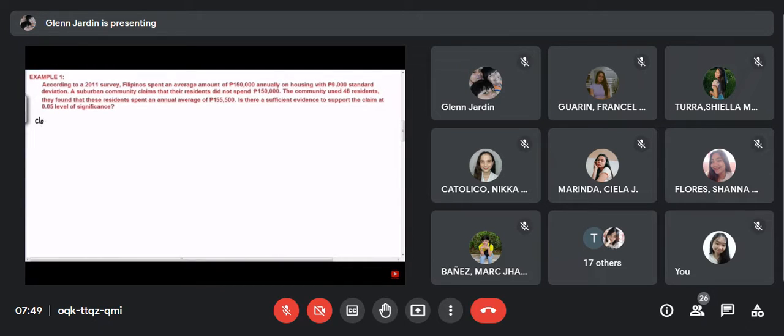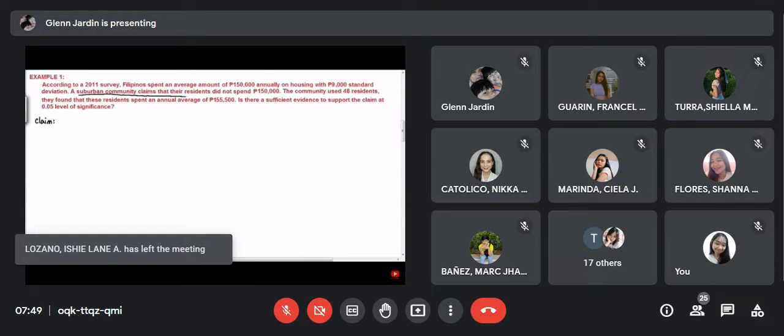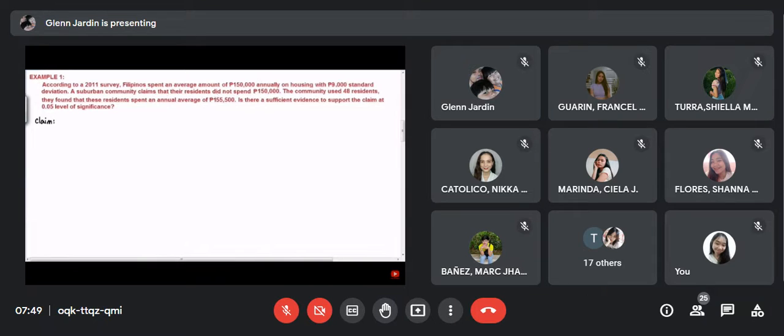So, ang claim dito guys, hanapin nyo muna palagi yung claim. Ang claim dito is ito: a suburban community claims that their residents did not spend. So, mag-start tayo dito sa keyword na "did not spend".